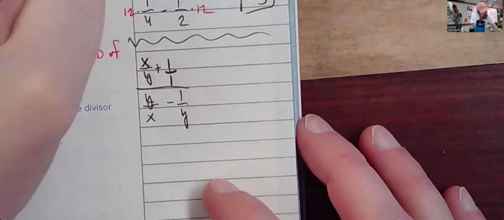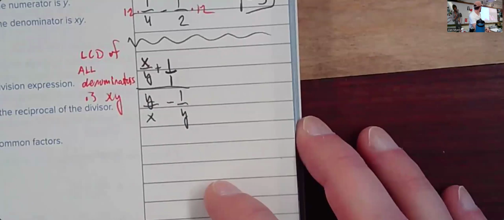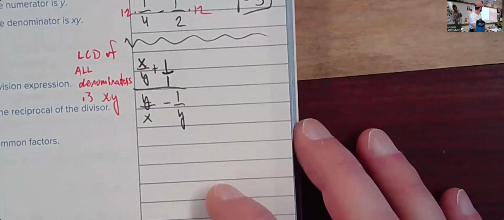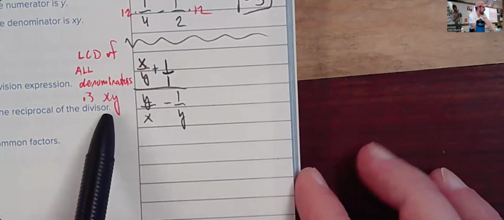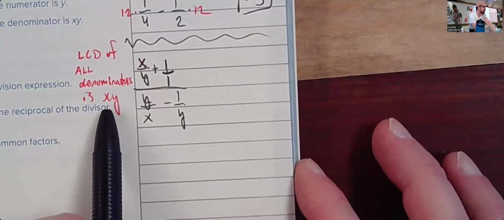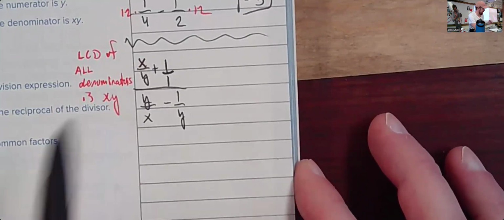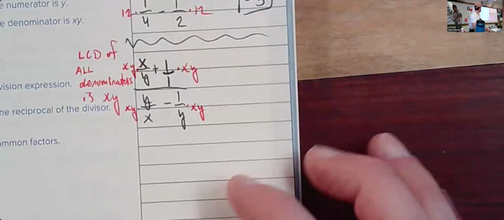so let's just write this. LCD of all denominators is xy. So we can multiply all 4 of these fractions, both on the numerator, both on the denominator, by the LCD of all the denominators, which is xy, which will allow us to do this problem in a single step instead of 8 steps. So here we go. Remember, when we're doing this, we're not multiplying the numerator and denominator by that. We're just multiplying the fraction by that. So xy, everything gets multiplied by xy.